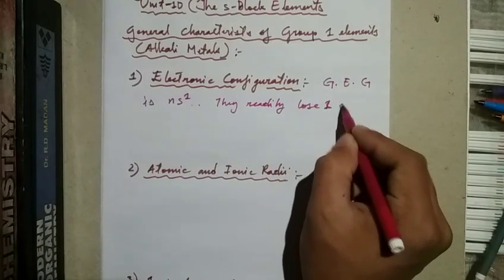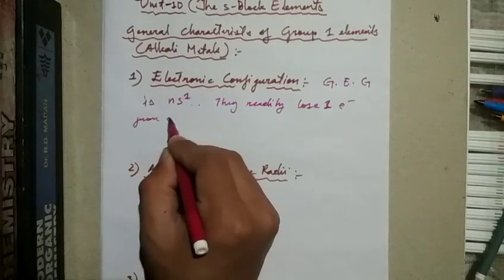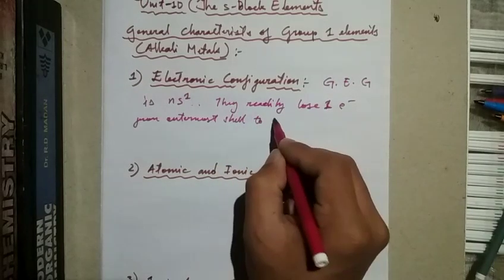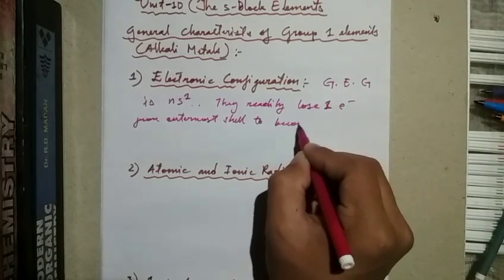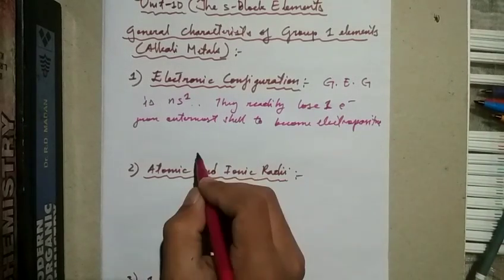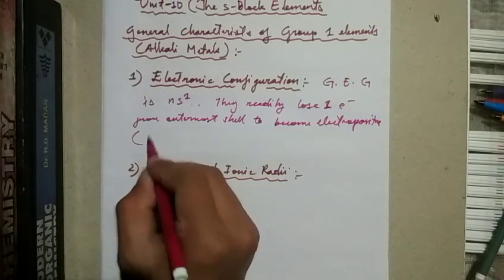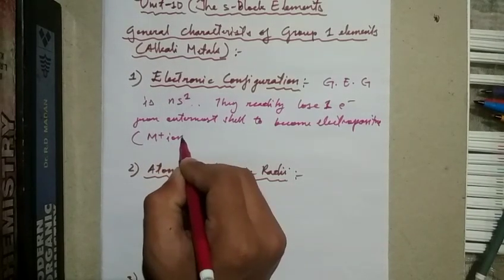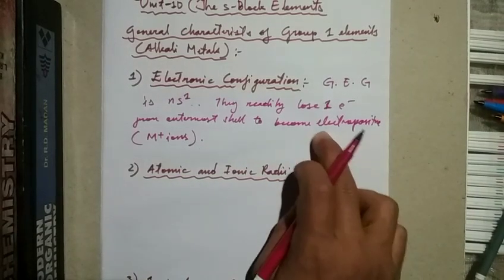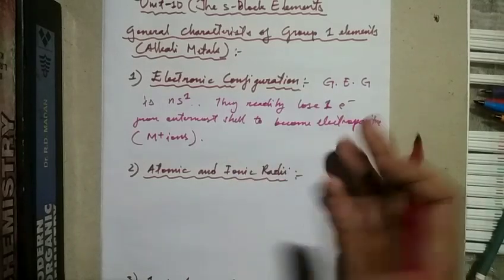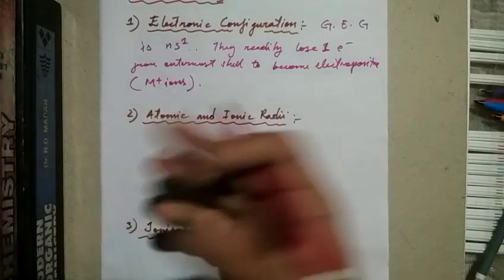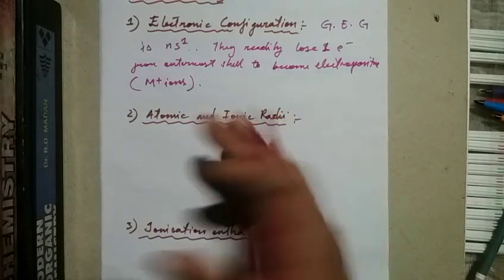this one electron from the outermost shell to become electropositive, forming an M plus ion. So they are also known as electropositive elements, and they are highly electropositive. Since they are electropositive, they don't exist freely.